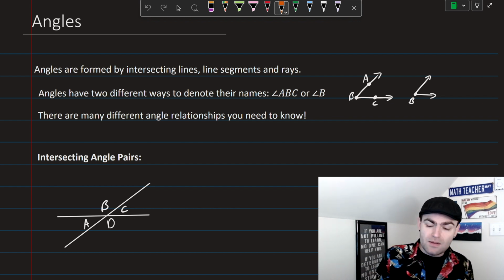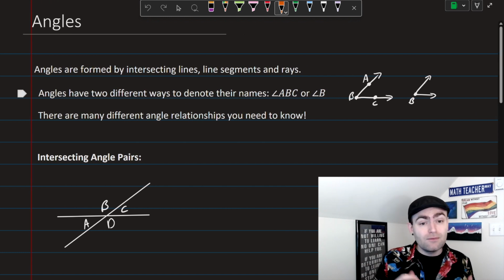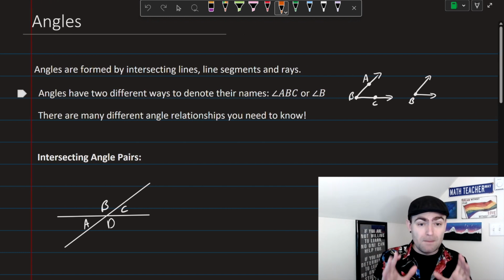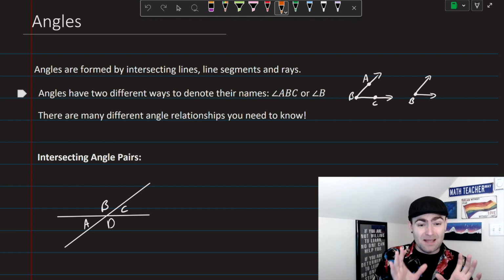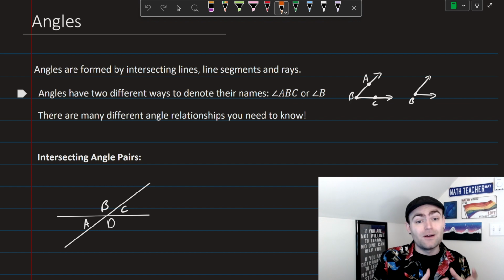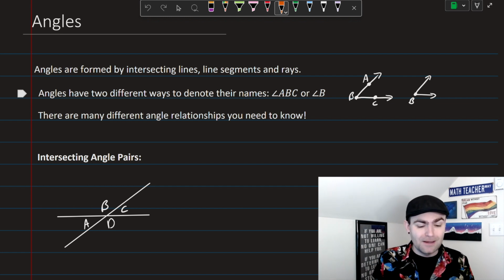The reason why we may use three points instead of one sometimes is we may have multiple angles that we're talking about through the same midpoint, the intersection point. So in that case, we would need to very much specify which ray we're starting at, the middle, and then which ray we're ending at.